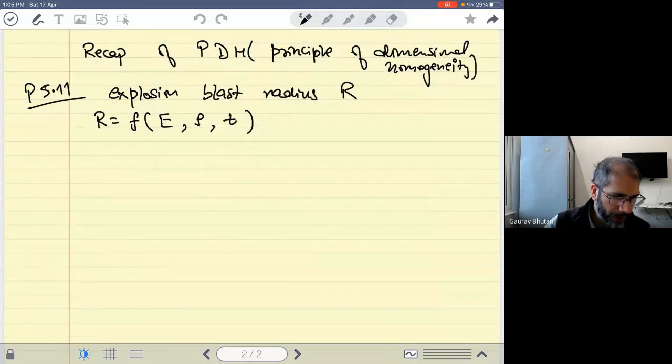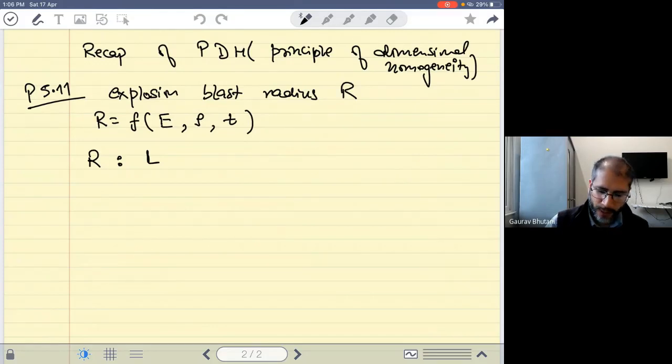The problem says we have to find the relationship between the variables E and t. How are they related in this expression, and how is R related to the other three variables? This is the problem given to us. So basically we have to use the idea of dimensional homogeneity. What that means is the radius R has a dimension of length L. The fundamental dimension here is L.